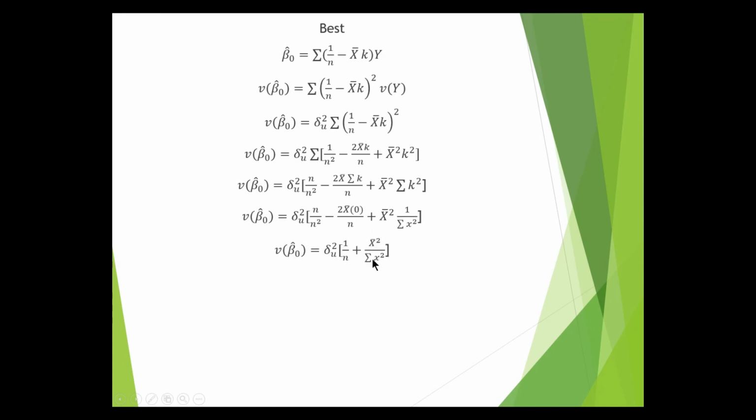So by doing this I am getting this expression: variance of b naught cap is equal to sigma square of u into (1 over n plus capital X bar square divided by summation small x square). And x bar square is termed like that because we have already proven it in the last slides. If we explain this summation small x square, and if we open it, we will be getting summation of (x minus x bar) square. So here the variance of b naught cap has been derived.